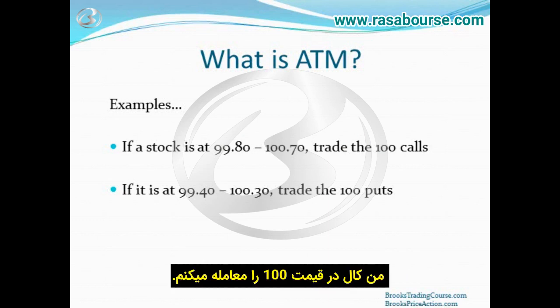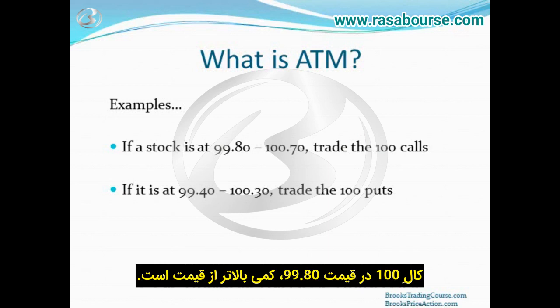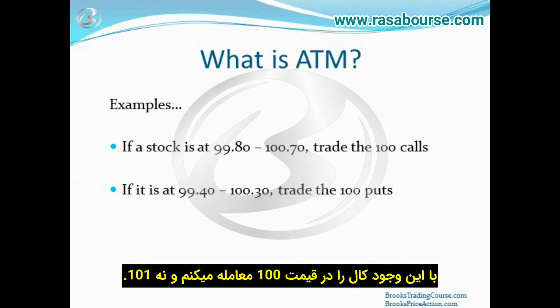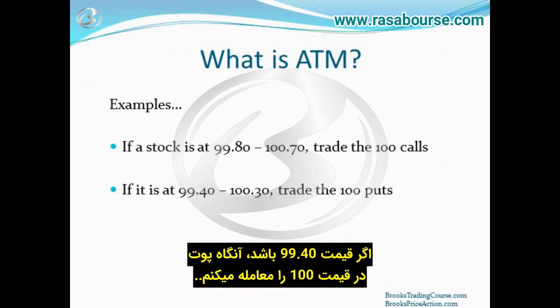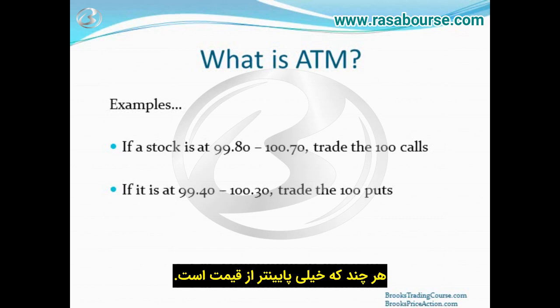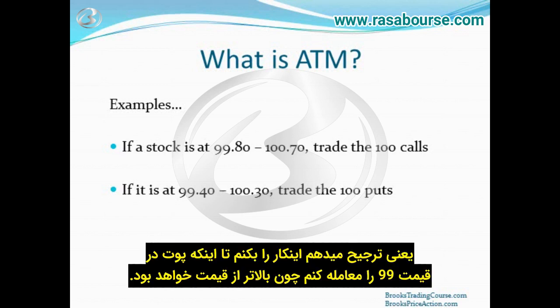Okay, I would trade the 100 puts. Excuse me, the 100 calls. So even at 99.80, the 100 calls would be slightly out of the money, but only slightly. At 100.70, the calls are way in the money, but I would still probably trade the 100 calls instead of the 101s. If it's at 99.40, I would trade the 100 puts, even though that's way in the money. But I'd rather do that than trade the 99s, which is out of the money.